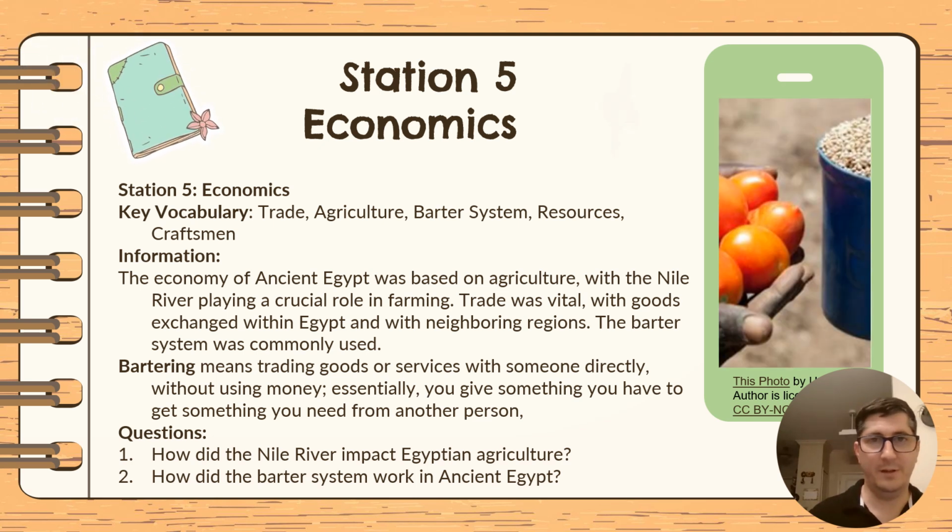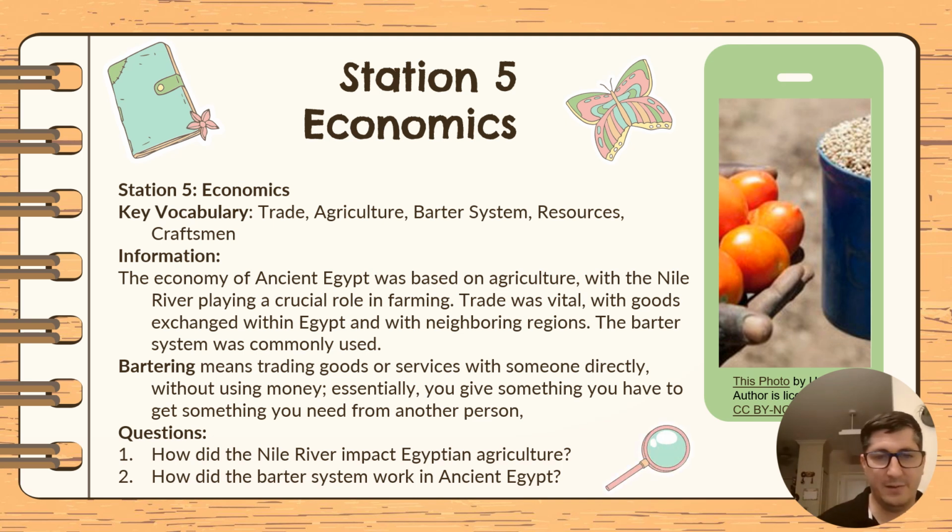Station number 5, we're getting close to the end of our grade, so that's economics. Obviously I want my students to know about trade, agriculture, and the barter system, resources, and craftsmen. I have a little bit extra there about bartering. Basically, it's trading goods or services with someone without using money. You give something, and you get something you need from another person. So it's an exchange. Again, going back to geography, the Nile River is very important for this trade. And how did the barter system work in Egypt?